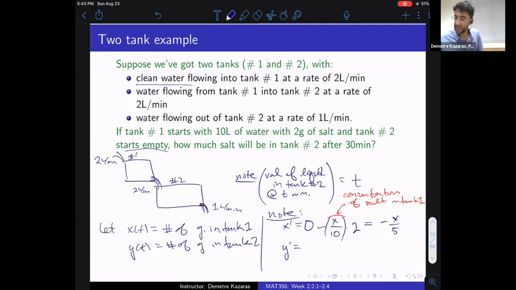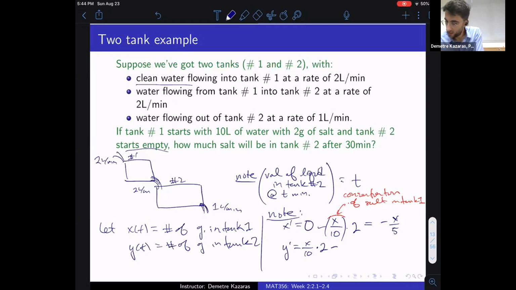So let's think, how does tank number 2 behave? Well, we have some water coming in. What is the concentration of that incoming water? Well, it is the concentration of salt in tank 1, which is x over 10, and then times 2 to get the total amount coming in every minute from that tank. Concentration times rate at which it comes in. And then we must subtract off the rate at which salt leaves tank 2.